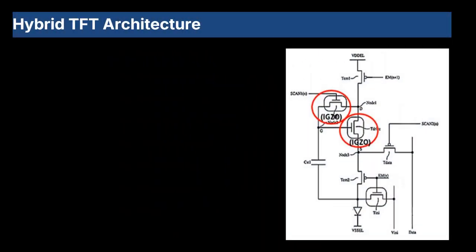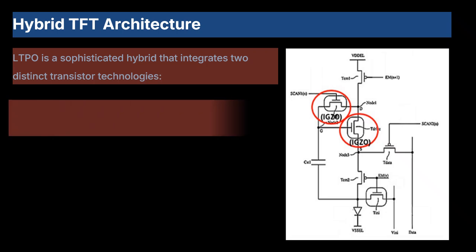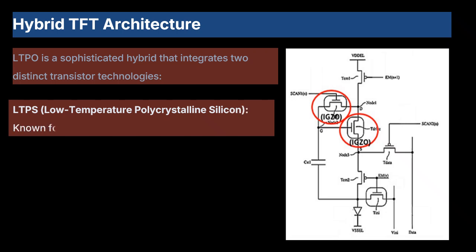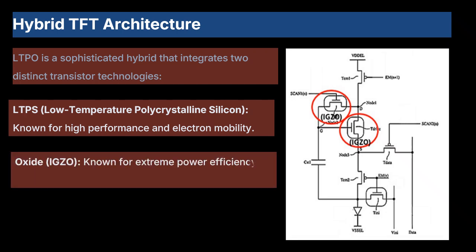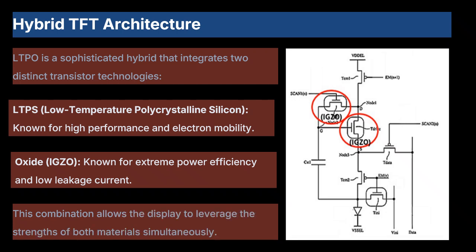Hybrid TFT Architecture. What makes LTPO unique is its sophisticated hybrid architecture. It integrates two distinct transistor technologies into a single circuit layer. First, we have LTPS, or low-temperature polycrystalline silicon, known for its high electron mobility and speed. Second, we integrate oxide transistors, specifically IGZO, which are renowned for their extreme power efficiency and low leakage current. This combination allows the display to harness the best strengths of both materials simultaneously.